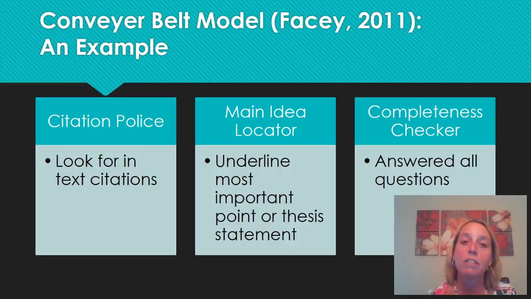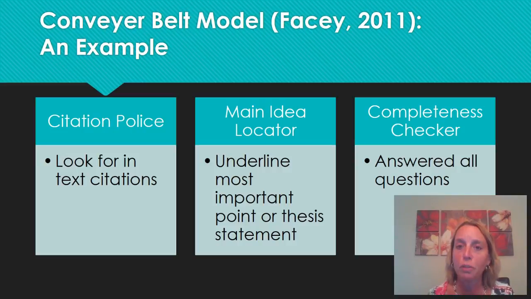So maybe you have a group that's going to serve as the citation police. Maybe their only job is to look at each sentence and determine whether it's common knowledge, the author's own idea, or whether it needs a citation. If they think, this does not seem like general knowledge to me and it does not seem like the author's idea, then you can just put a C after that sentence to make sure your classmate realizes that a citation is needed. So it's kind of a check to make sure no plagiarism took place and that they're citing appropriately.